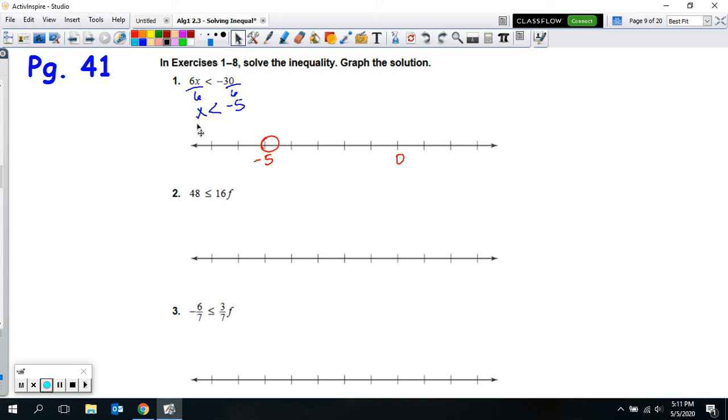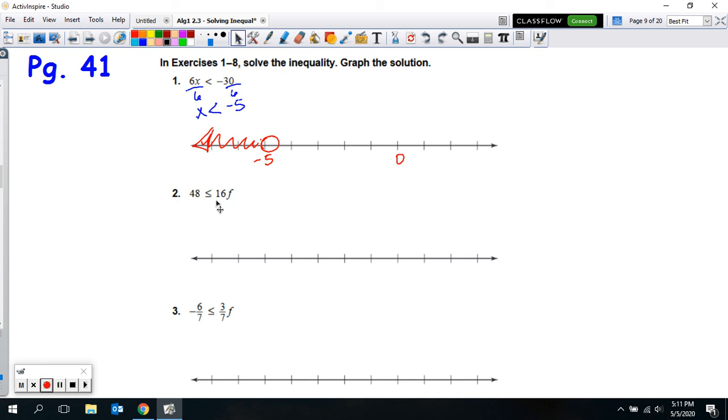It is always good to see that the variable is on the left. It definitely makes it easier for us to make sure we don't make a mistake when we're graphing the shading part of this. So we're going to shade to the left of that -5. All right, go on to 2.